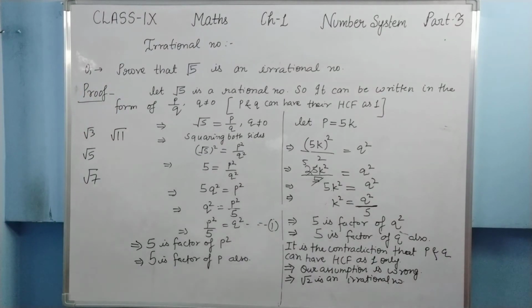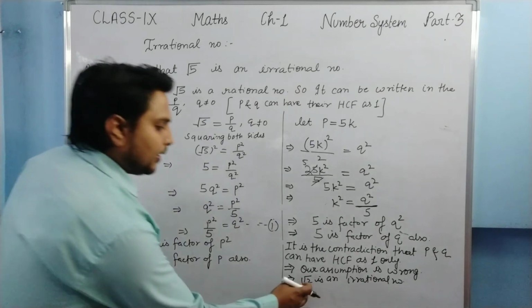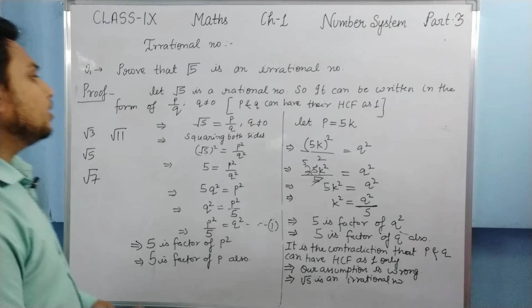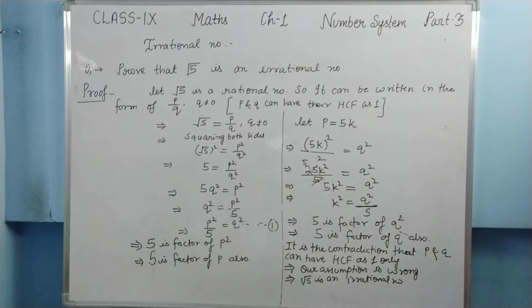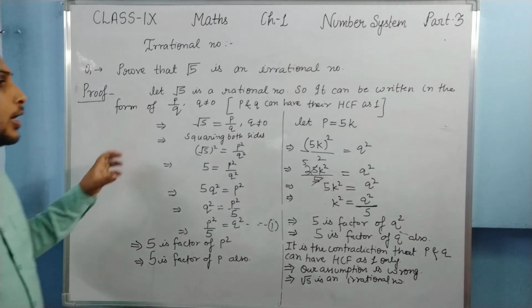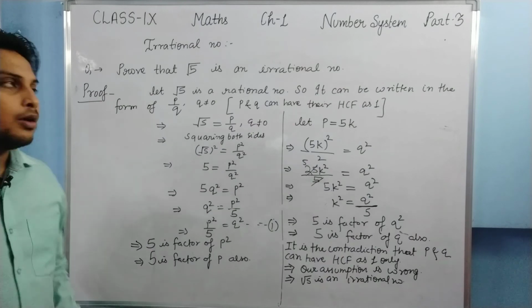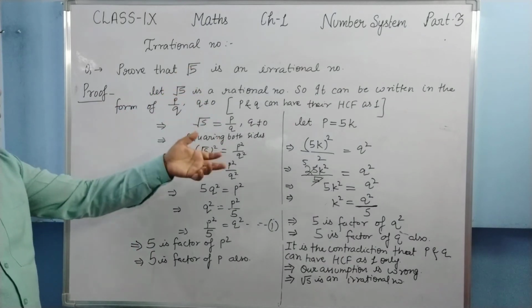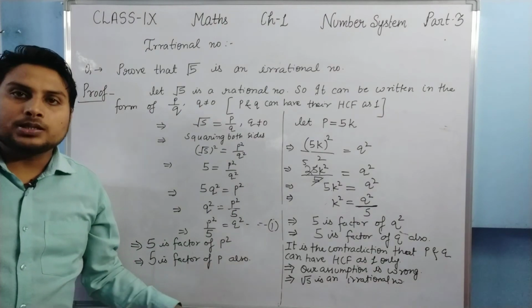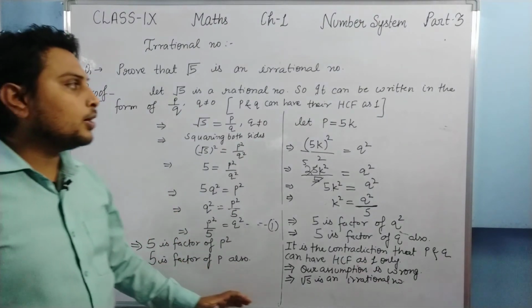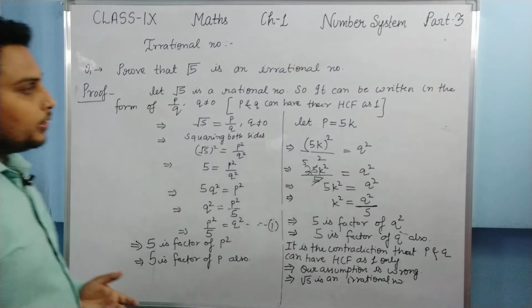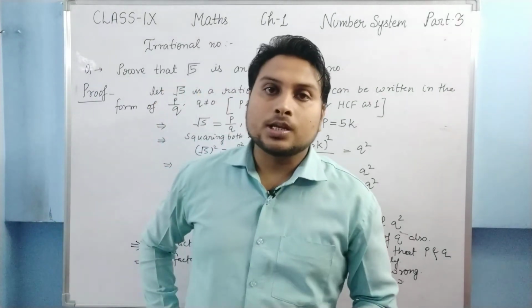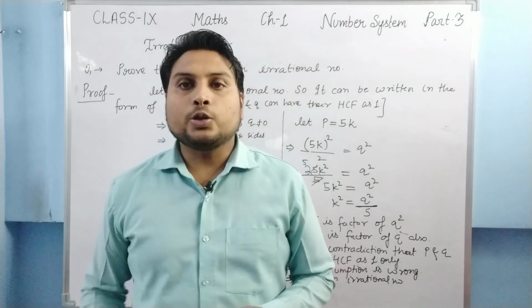So it is a contradiction to the assumption that p and q have their HCF as 1. So our assumption is wrong, and under root 5 is an irrational number. You can see, students, that in the same format we can show any number of the type under root 5, under root 3, under root 11. Any type of number, we can show by this method that it is an irrational number. So the choice is yours, whether you apply the first method or the second method.